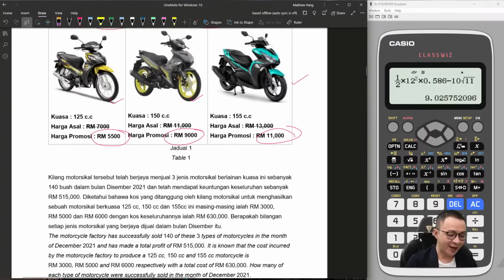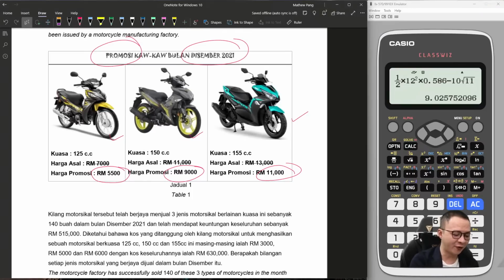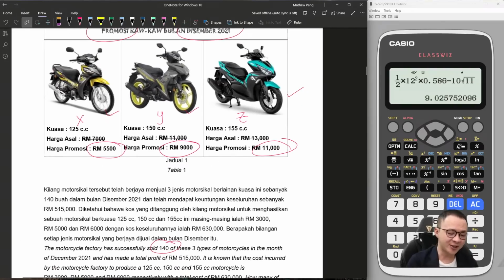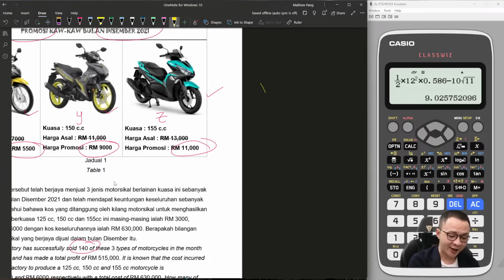Right, so then I do not know how many units I sell for the 125cc one. I'm going to call that X unit. 150cc, Y unit. 155cc is Z unit. So XYZ right now is the number of motorcycles we sell in December. Alright, so it's a number of units. So here they actually tell us in total they sold about 140 units. So the first equation I can say is X plus Y plus Z equals 140.